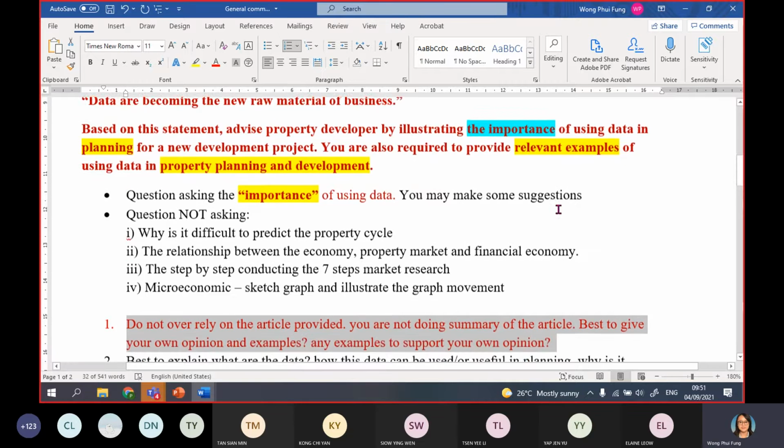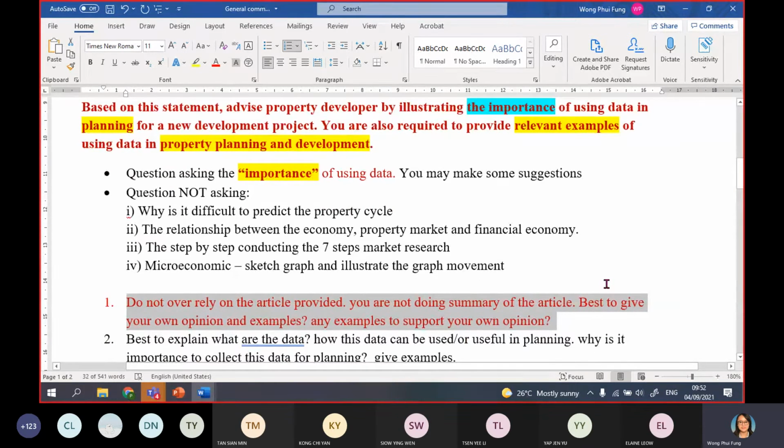But then some of you over rely on the article. You are actually doing a summary of the article. Sorry to say lah, you are actually copying, not to say copy word for word, but I can see you copy most of it. So that is not a good way. That is actually one form of plagiarism. You copy that whole paragraph. So sorry, I didn't give any marks for this part. So please do not over rely on the article provided.